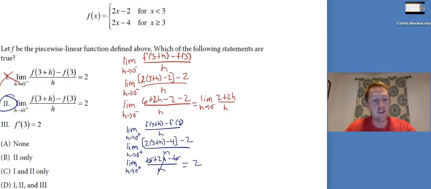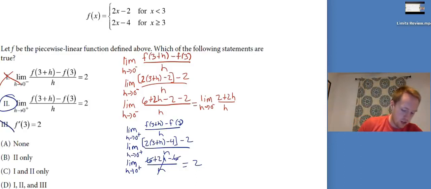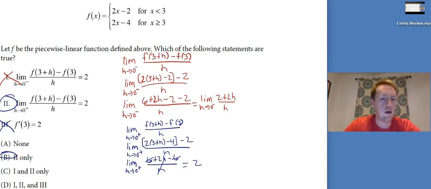The last thing we've got is f prime of 3 equals 2. Well, we can look at this two different ways. Statements I and 2 are the left and right hand derivatives. They disagreed, so f prime can't be 2. Another way we can look at this is if I plug 3 into both of those expressions, 2x minus 2 and 2x minus 4, I get different values. So f can't be continuous at 3, and if it's not continuous, it's not differentiable at 3. So this one's 2 only. This one's a little weird, a little tricky, but there's the gist of it.